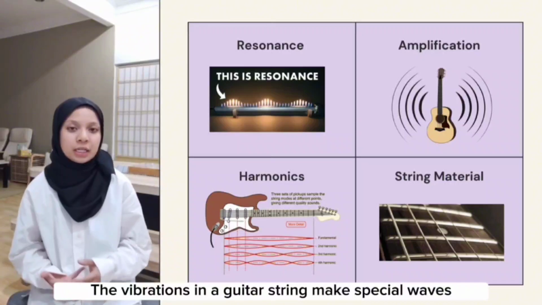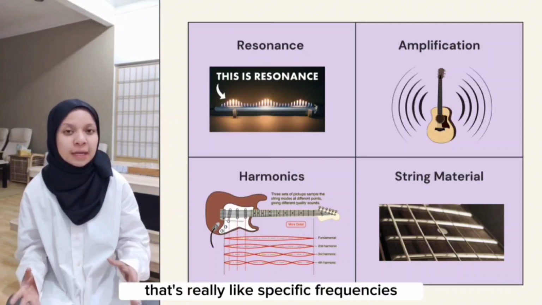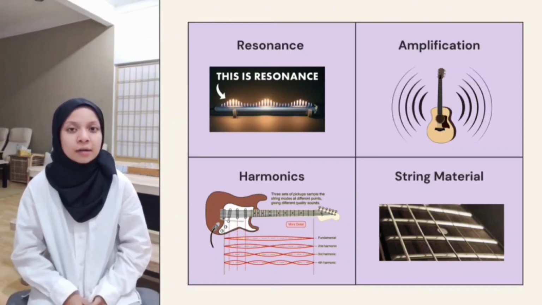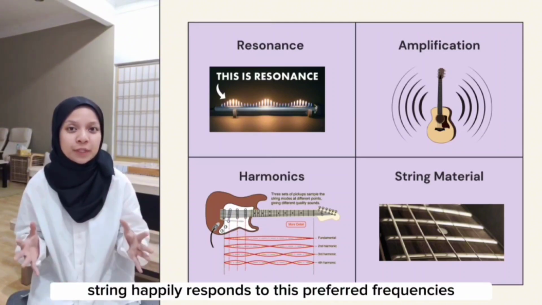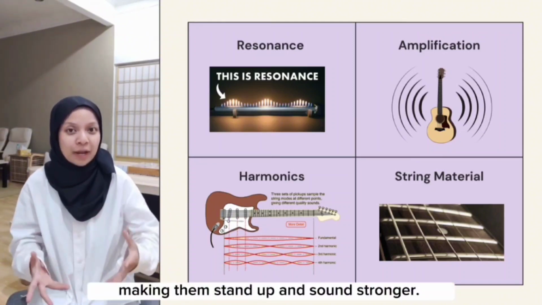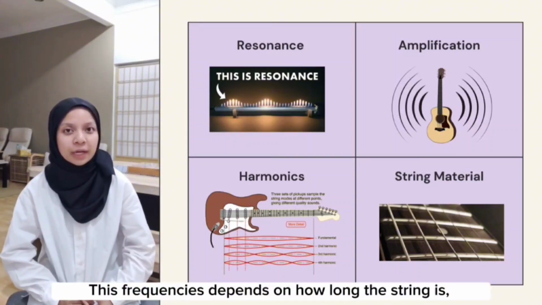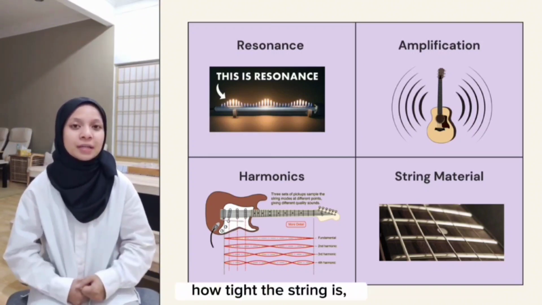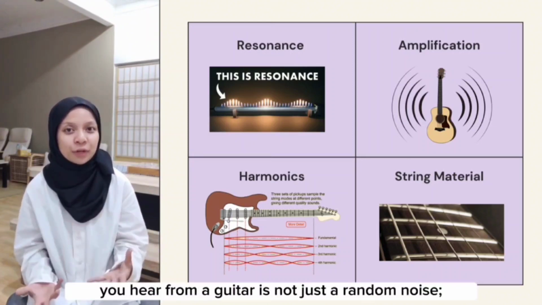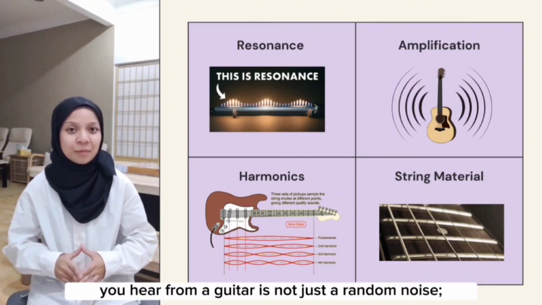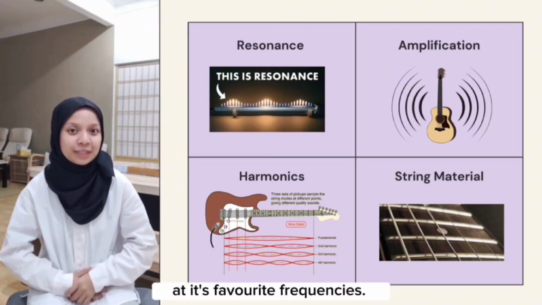The vibrations in a guitar string make special waves at specific frequencies, and this is called resonance. Resonance is like when the string happily responds to these preferred frequencies, making them stand up and sound stronger. These frequencies depend on how long the string is, how tight the string is, and how heavy the string is. That is why the sound you hear from a guitar is not just random noise. It's a beautiful resonance of the string at its favorite frequencies.